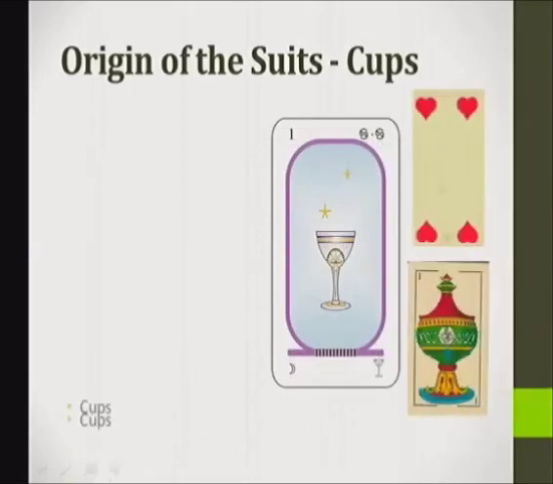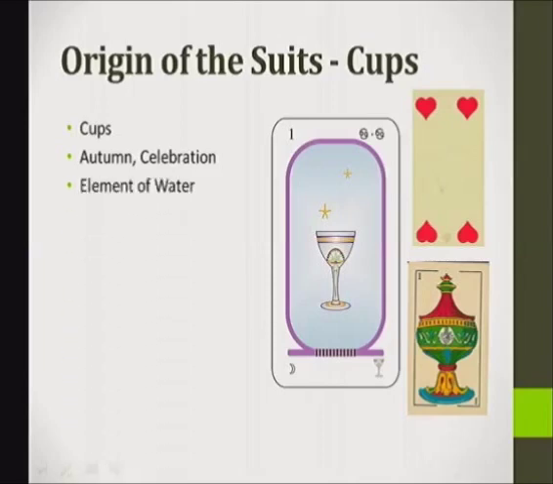Cups, called cups. One thing we all agree upon is they represent the time of autumn, which is the time of celebration. What happens in fall? Anybody live in harvest? And anybody live in wine country ever? The first crush. Bernalillo just celebrated its wine festival, one of the older wine growing regions in New Mexico. So, autumn was the time of harvest and celebration.